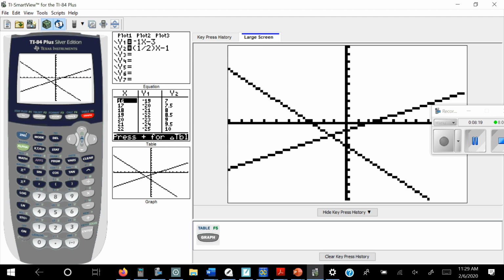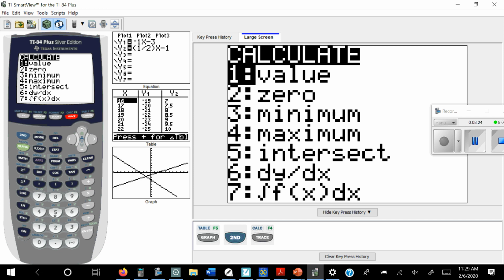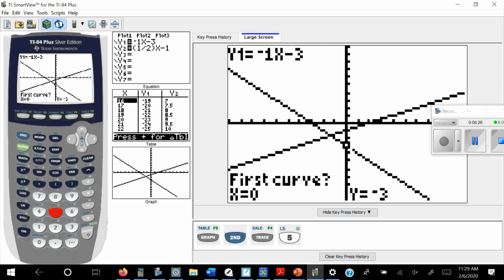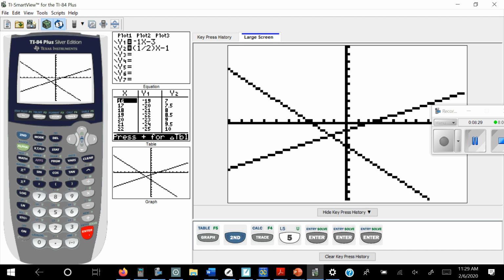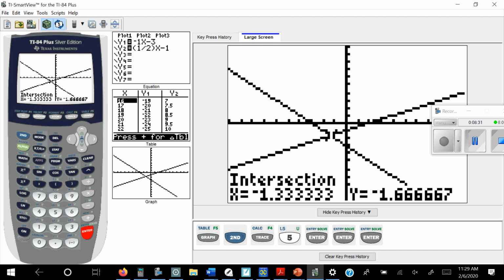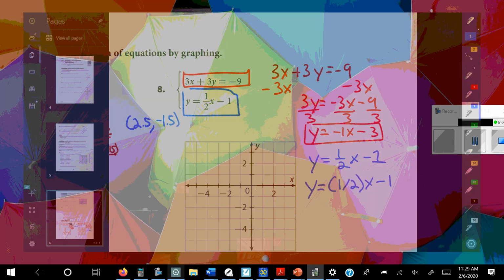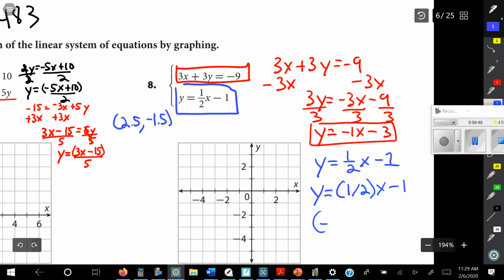I want to hit second, then trace, hit 5 for intersect, hit enter, enter, enter. And we got some more to estimate here. This is kind of close to negative 1.5, and this is close to negative 1.6. So that's what we will go with for our answer here. So the answer would be negative 1.5 and negative 1.6.